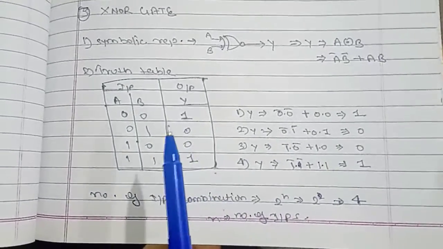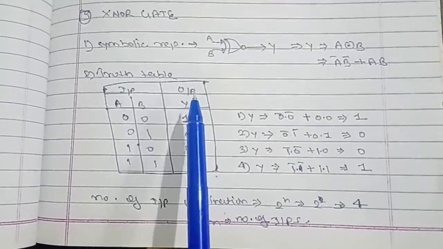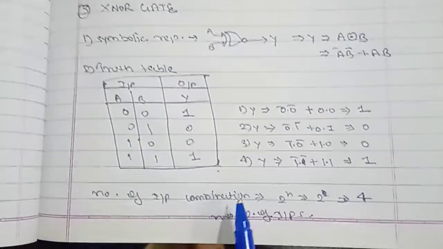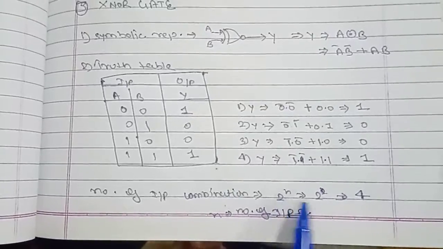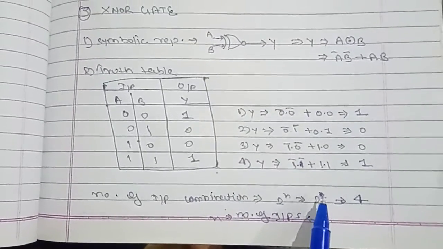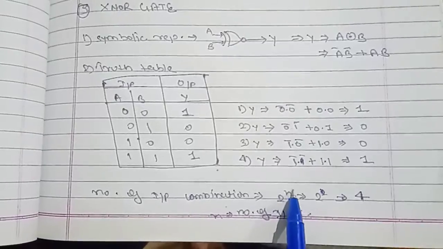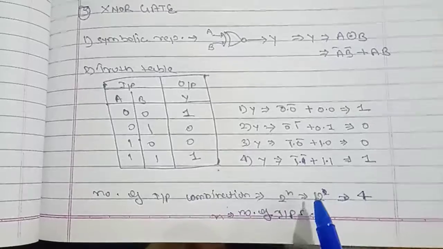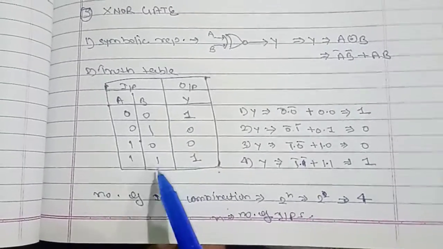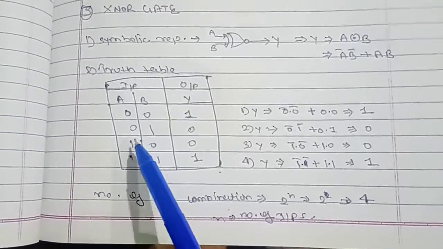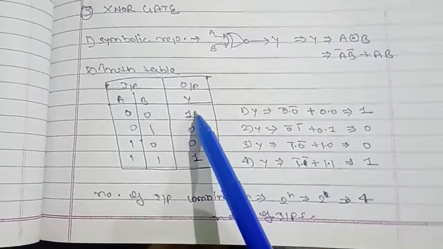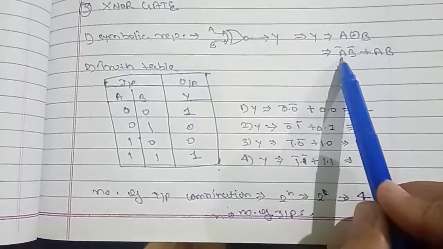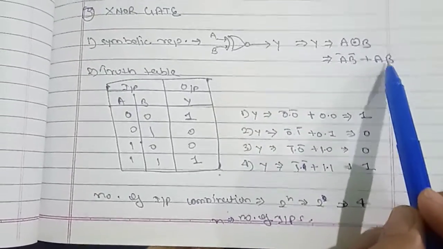Okay, so this is the input A and B and output is Y. So first we will talk about the number of combination, which is equal to 2 to the power n, where n is the number of inputs, and we can see there are two inputs, so 2 to the power 2 will give 4. So number of combination will be 4: 0 0, 0 1, 1 0 and then 1 1. So now we will calculate the output. We know output is equal to A bar B bar plus AB.